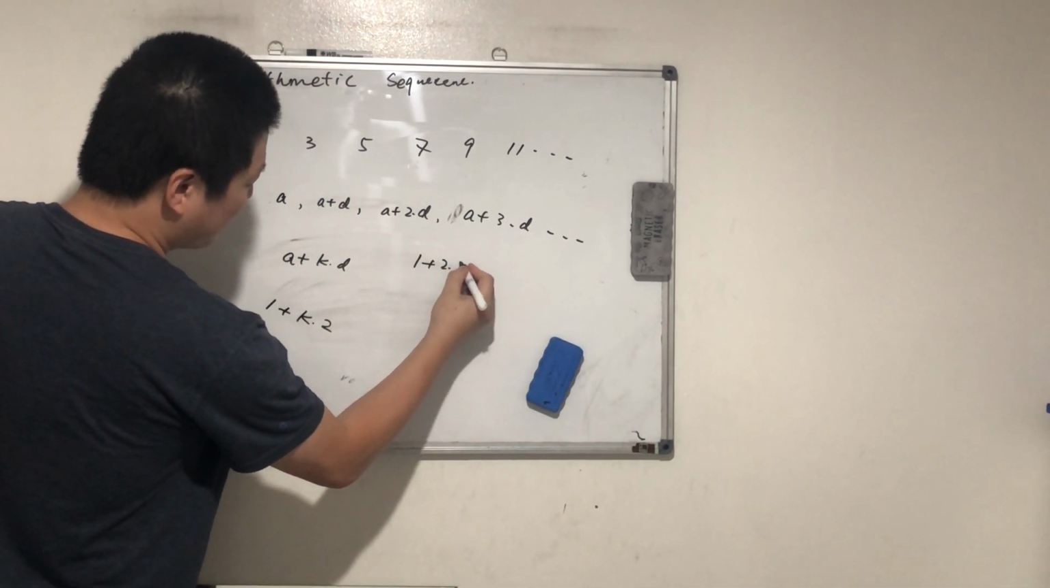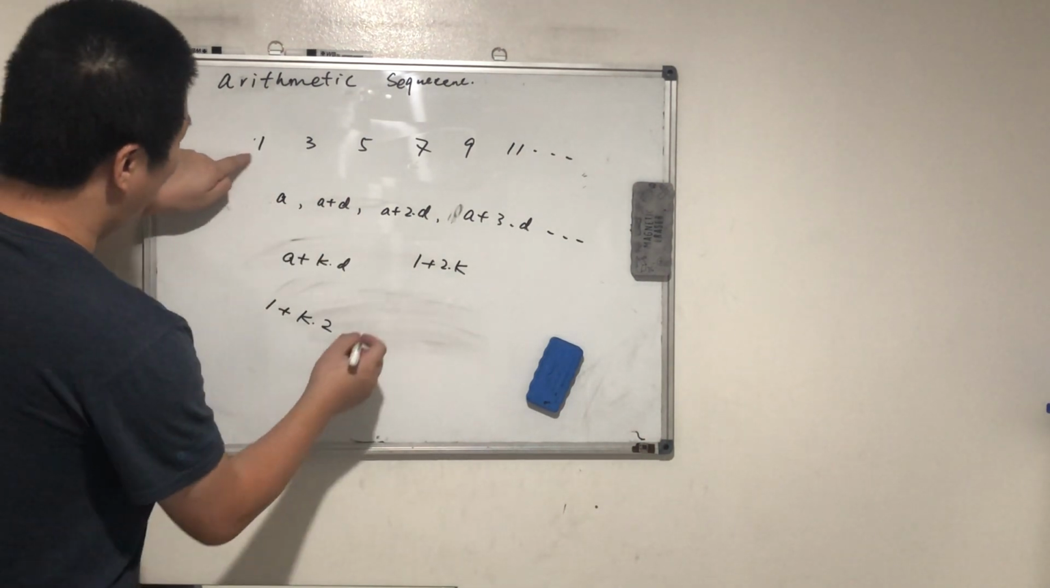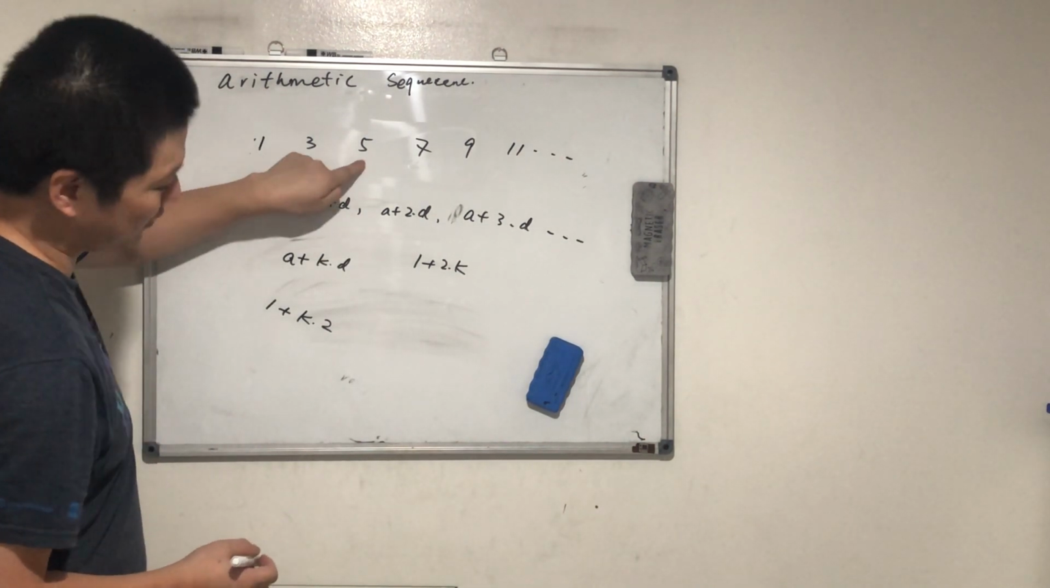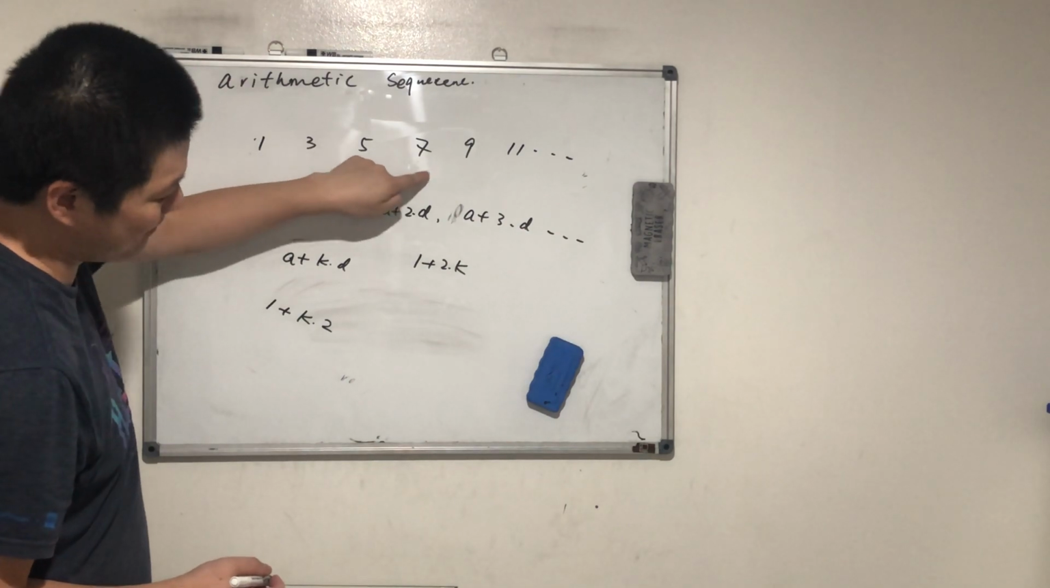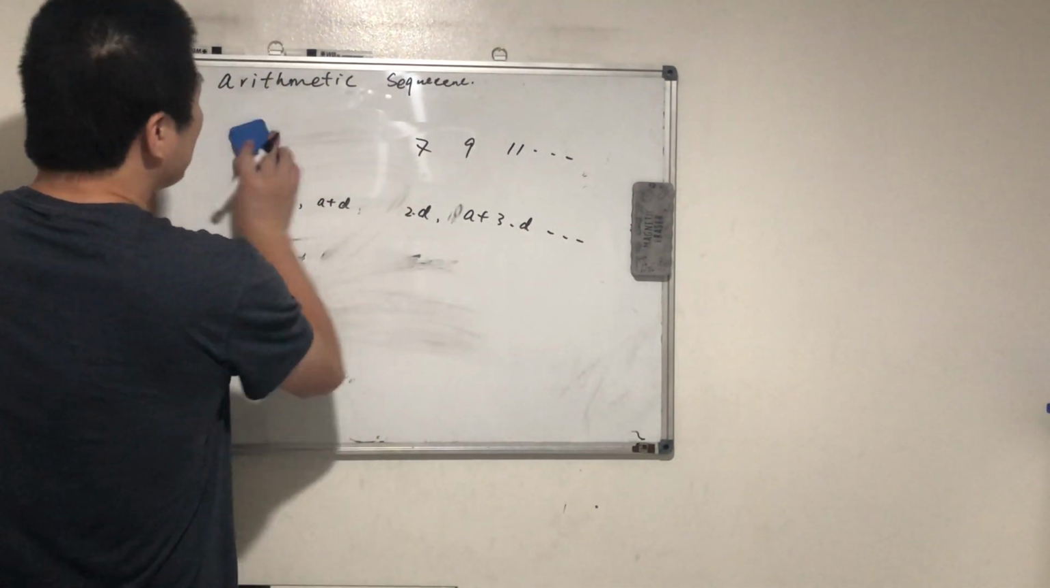1 plus 2 times K. K equals 0 is 1. K equals 1 is 3. K equals 2 is 5. K equals 3 is 7. Okay, so now we know this sequence.